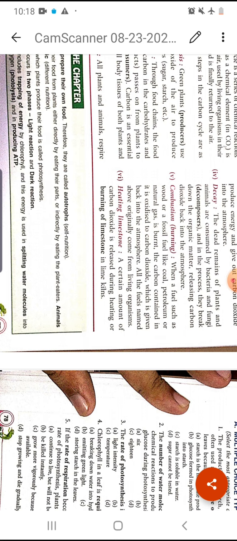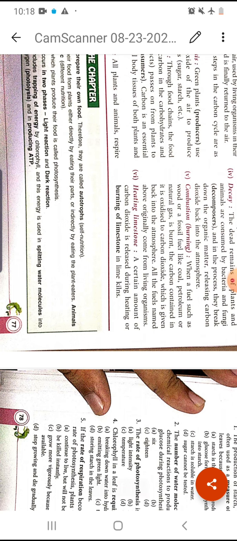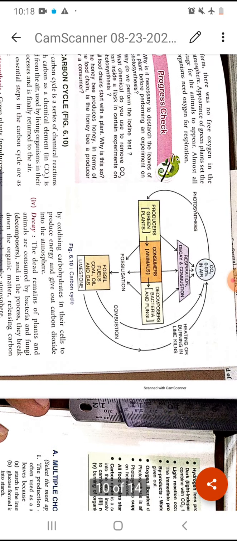Okay, and heating limestone: a certain amount of carbon dioxide is released during the heating or burning of limestone in lime kilns. So all these are interacting with each other.